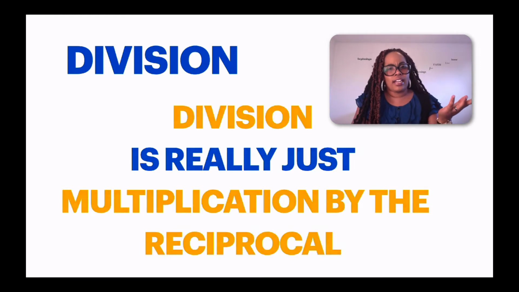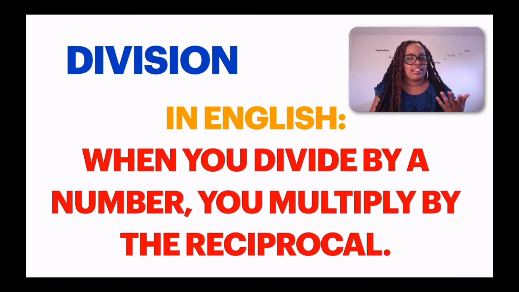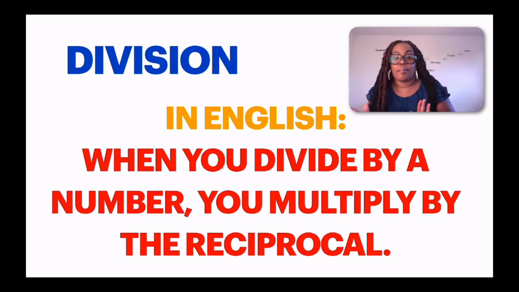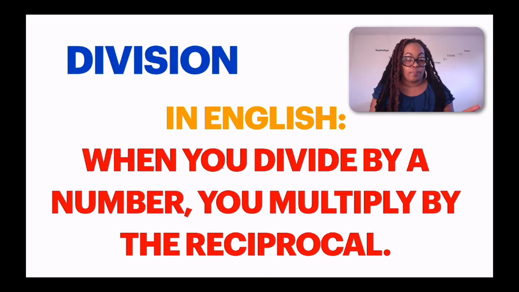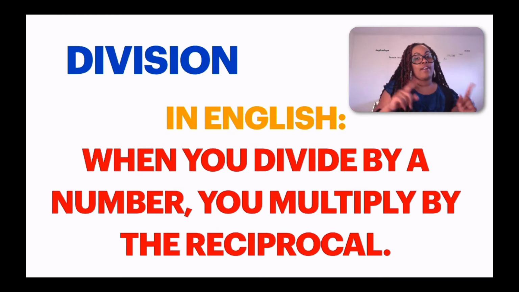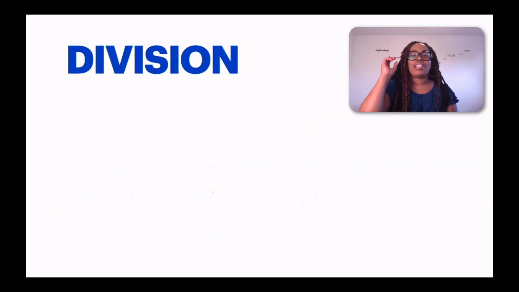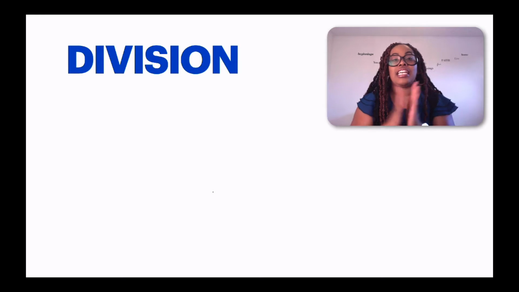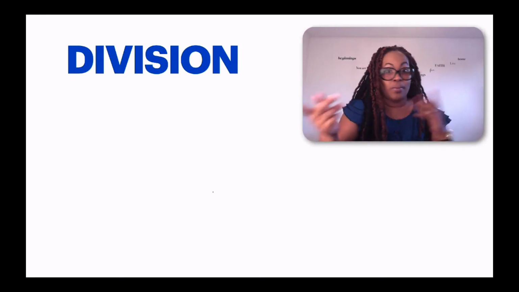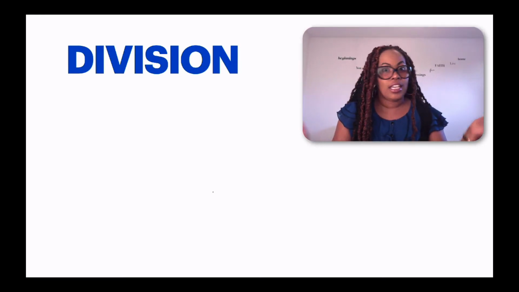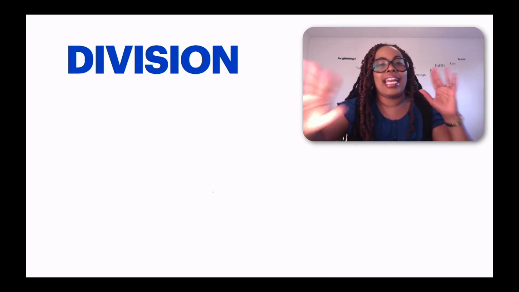So if you wanted to put it in English, it'll look a little like this. When you divide by a number, you multiply by the reciprocal. Again, when you divide by a number, you multiply by the reciprocal. See? Division is really just multiplication by the reciprocal. Okay? So let's keep going. I want you guys to try some examples today, and you're going to see just how simple this is. Because remember how simple multiplication was? It was like super simple. I can't even emphasize it enough.